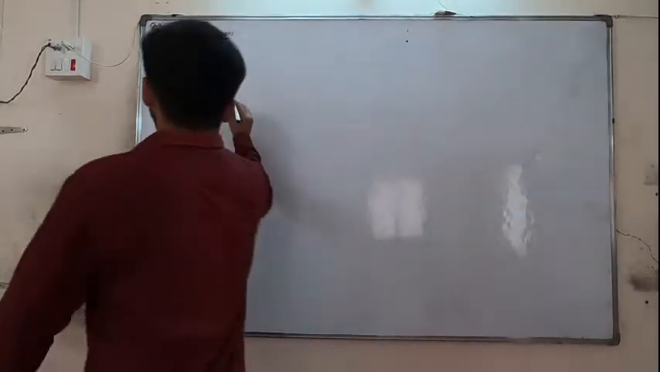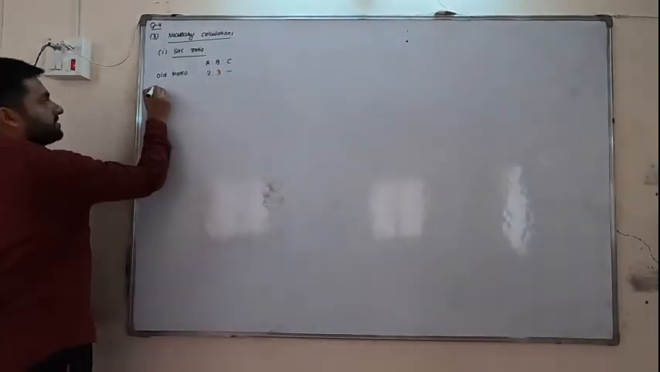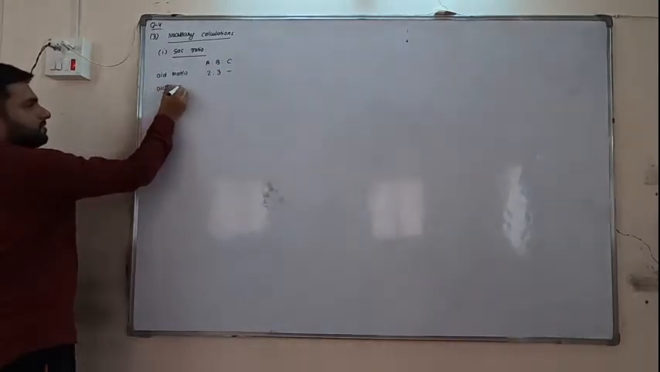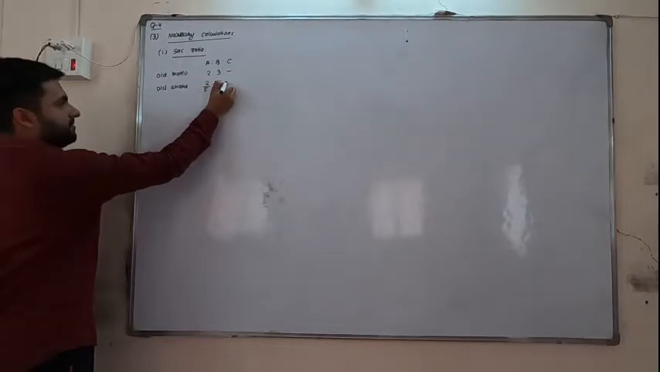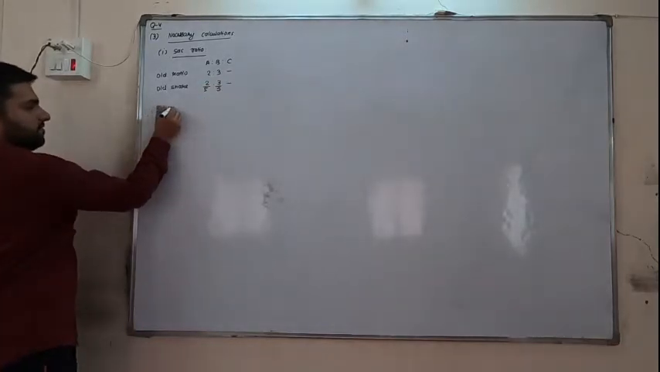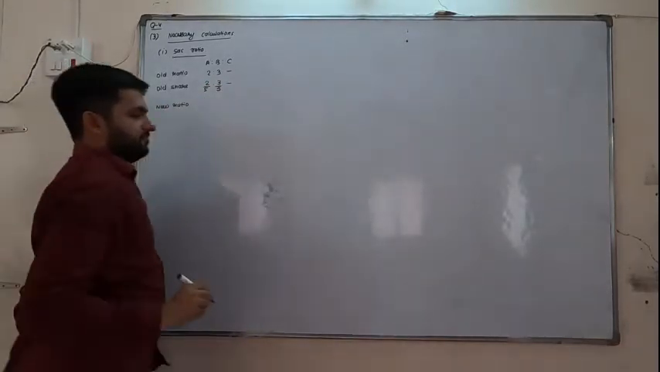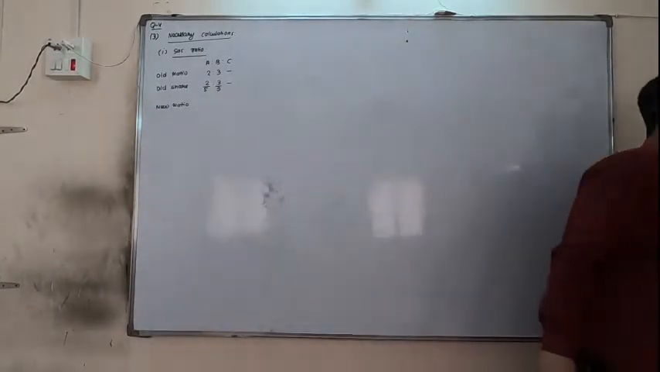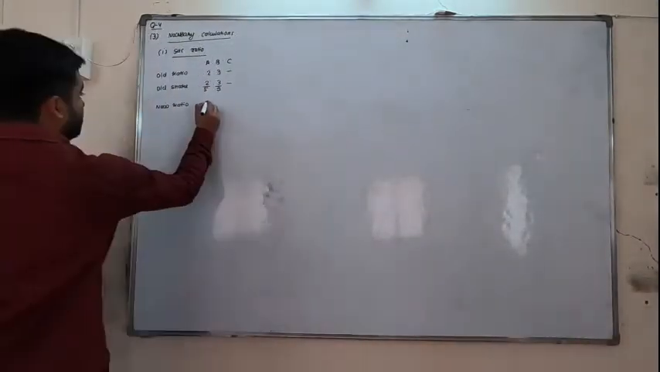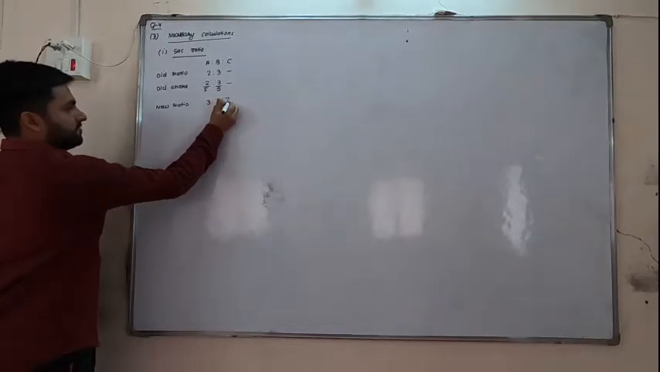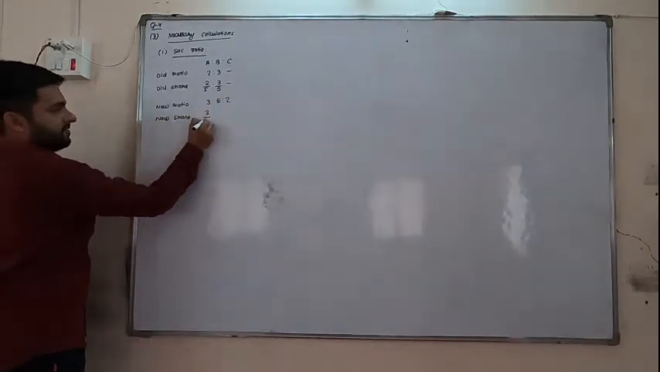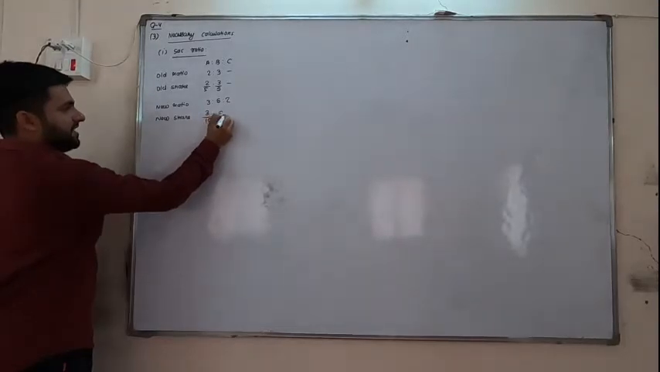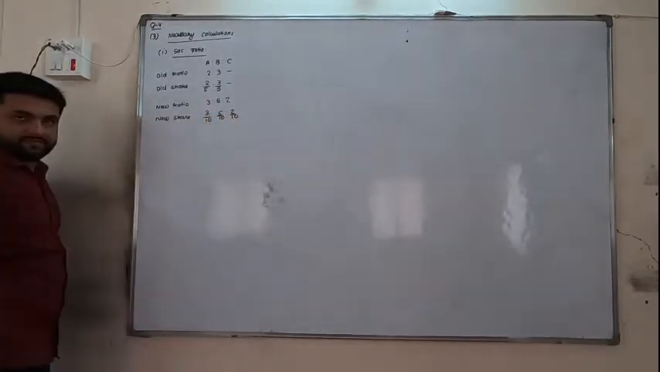2:3, here dash, old share, 2/5, 3/5. New ratio 3:5:2, new shares 3/10, 5/10, 2/10.